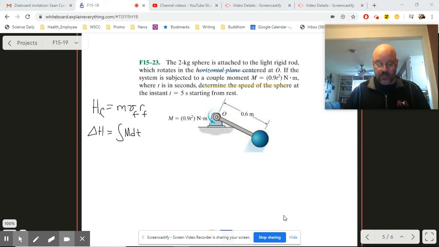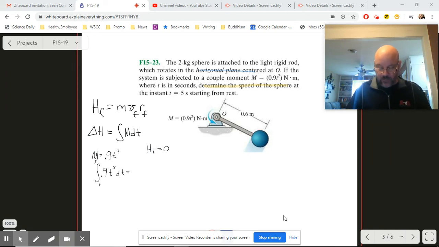All we have to do is calculate that impulse value, which means all we have to do is figure out that integral, M dt. Our moment, as it's told to us here, is 0.9 t squared. So we're going to integrate 0.9 t squared dt, and we're operating over a 5-second interval, 0 to 5. It does say starting from rest, so that's kind of nice. That means our initial angular momentum is 0. That's very handy.